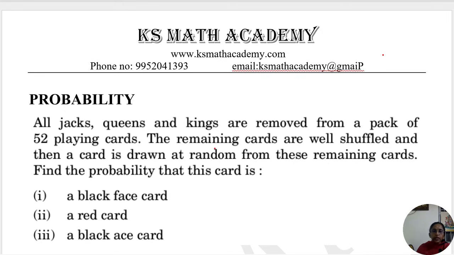In this session, you will learn the most important questions from the chapter probability. First question: all jacks, queens and kings are removed from a pack of 52 playing cards. The remaining cards are well shuffled and then a card is drawn at random from these remaining cards. Find the probability that this card is a black face card, a red card, a black ace card.